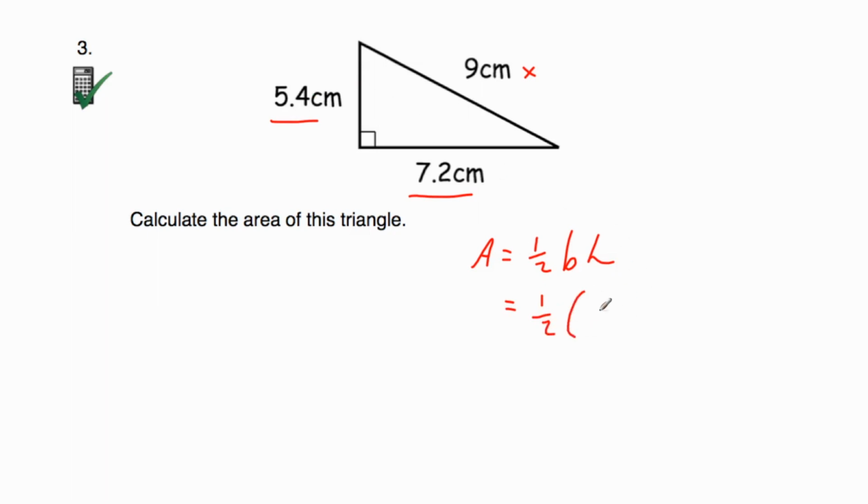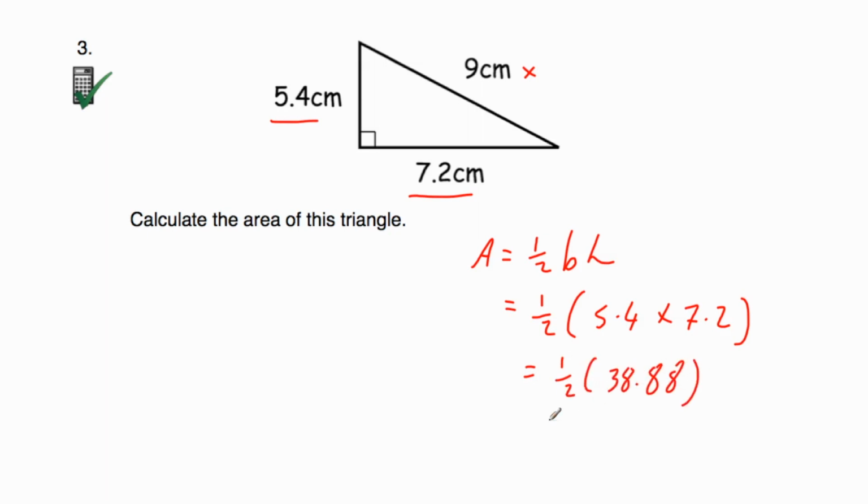And this question is a calculator question, so I'm just going to do 5.4 multiplied by 7.2, and then I'm going to half it. So let's see what we get. So 5.4 multiplied by 7.2 is equal to 38.8. So we're going to do a half of 38.8.